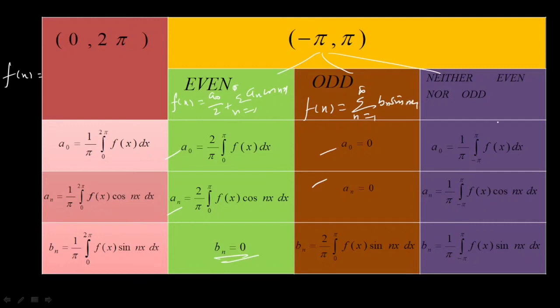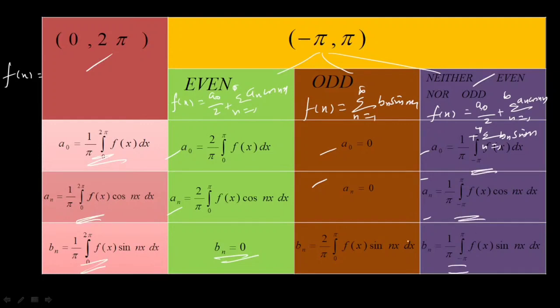If it is neither even nor odd, you can calculate the values of a naught, an and bn, and the general series is the same as that of the series in 0 to 2 pi. A naught by 2 plus sigma n varies from 1 to infinity a n cos n x plus sigma n varies from 1 to infinity bn sin nx. So in such cases these two have the same series, but the formulas are different. Here the limit is from 0 to 2 pi, but here the limit is from minus pi to pi. Okay, only the general form of f of x alone.